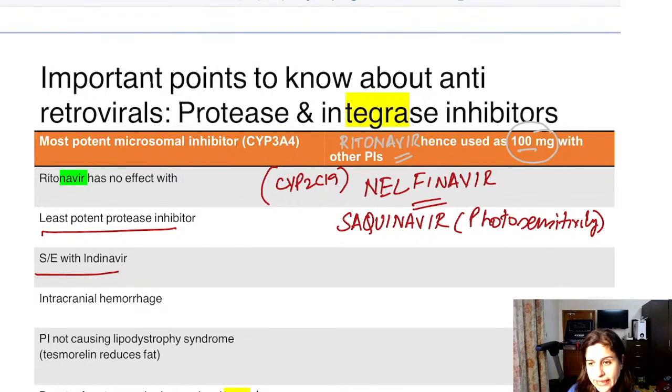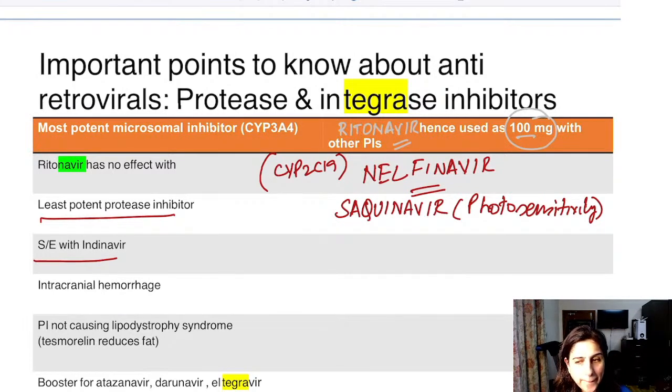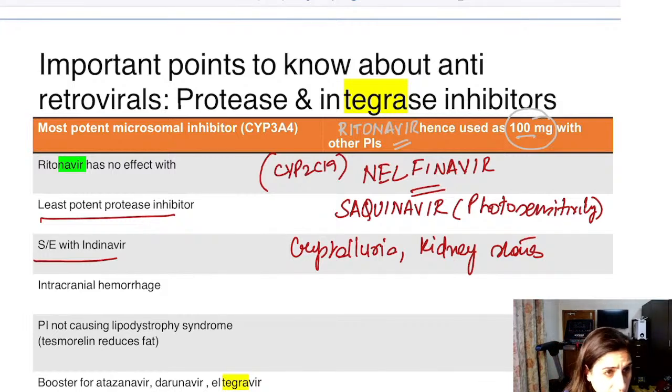Side effect which is seen with indinavir: it can cause crystalluria, and that can lead to kidney stones. Yes, nephrolithiasis, crystalluria, or it can lead to kidney stones or nephrolithiasis. That is one important side effect with indinavir.